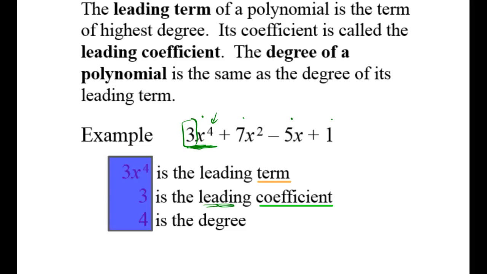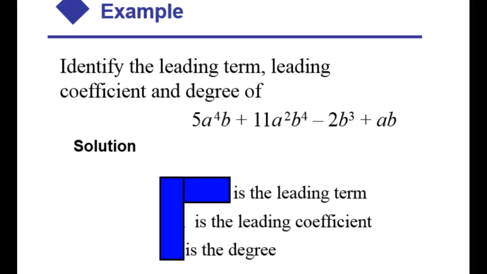Let's see if we can check some of those answers. Yep, 3x to the 4th, 3 and 4. Same thing here. The leading term for this one would be the whole 5a to the 4th b, the first term.